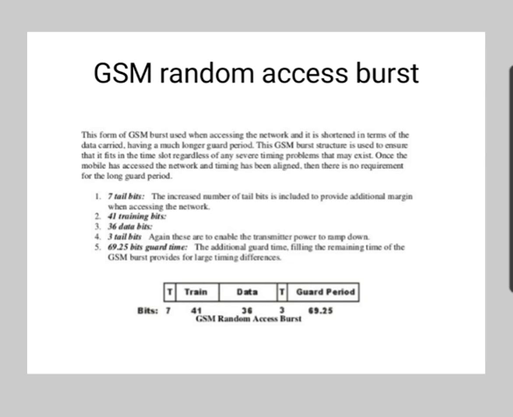The frame numbers are needed in the process of data encryption and decryption. The total number of frames is 26 frames by 51 multiframes by 2048 superframes, so 2715648 TDMA frames. Now these frames are numbered from 0, and the current frame number is transmitted in the synchronization burst in reduced form, which is known as the reduced frame number, that is RFN.